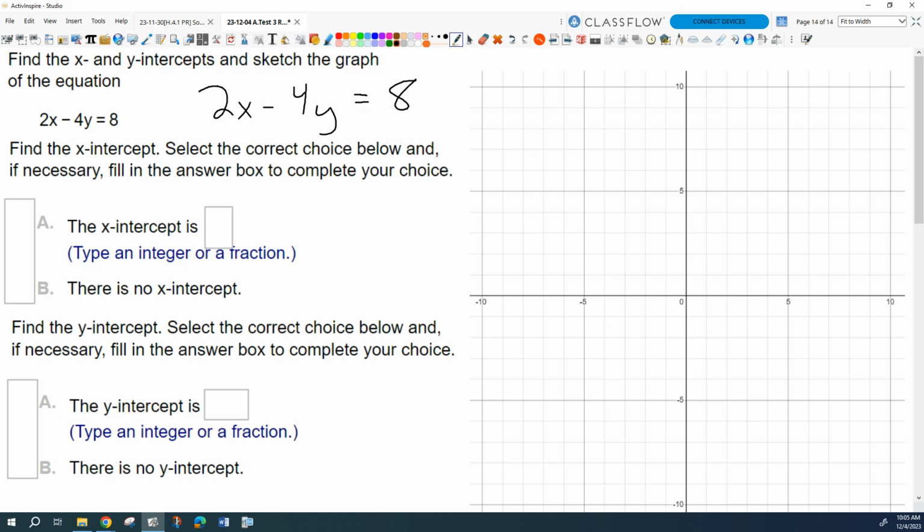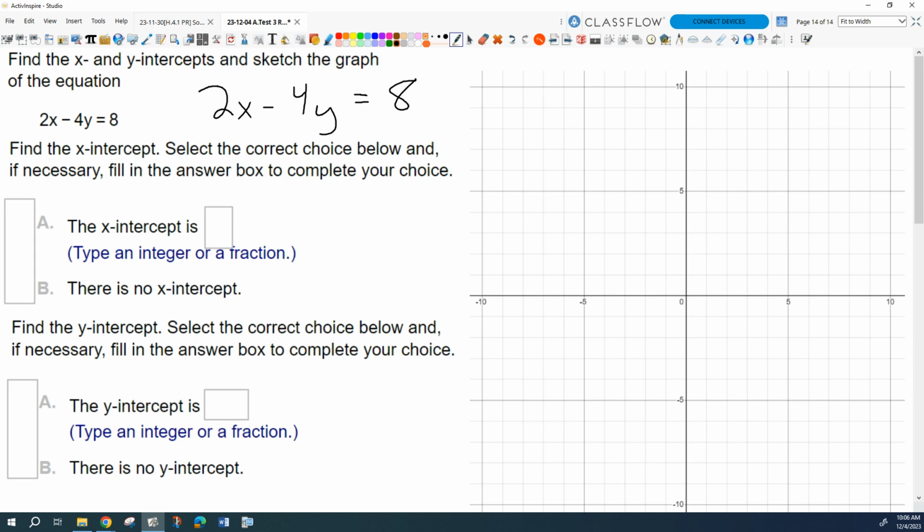How do we find the x-intercept? What has to happen at the x-intercept? There's something really important that happens at every single x-intercept. What's the y-coordinate of every single x-intercept? 0. Has to be, right?